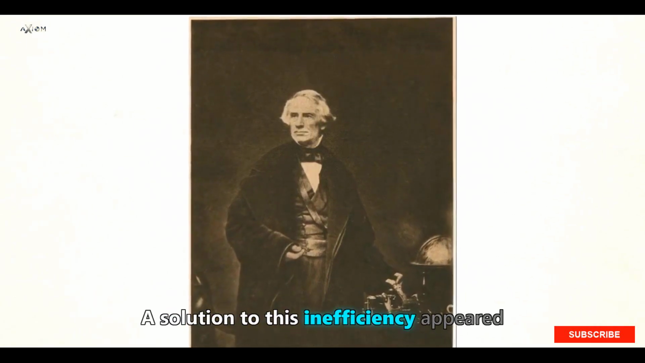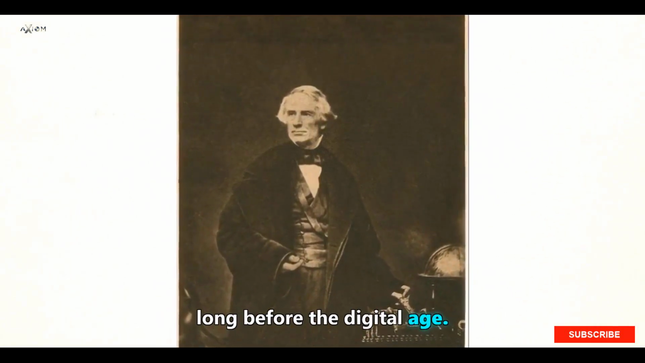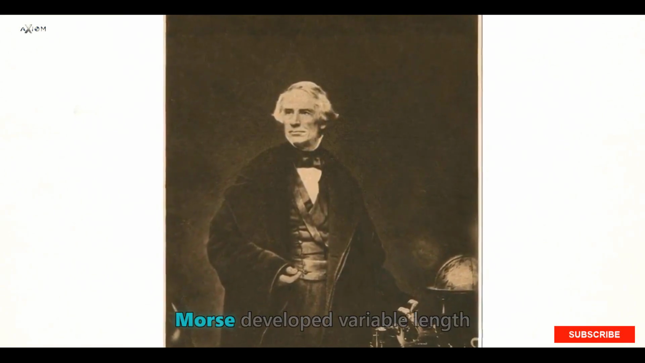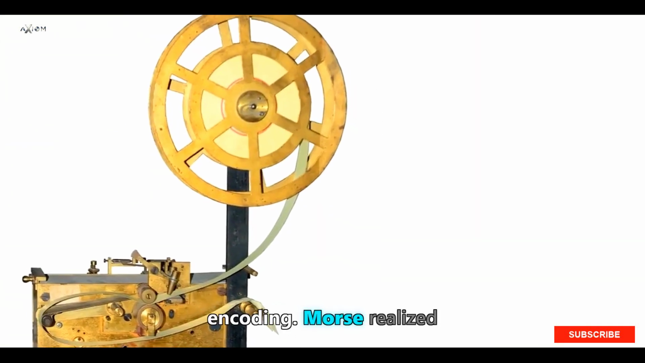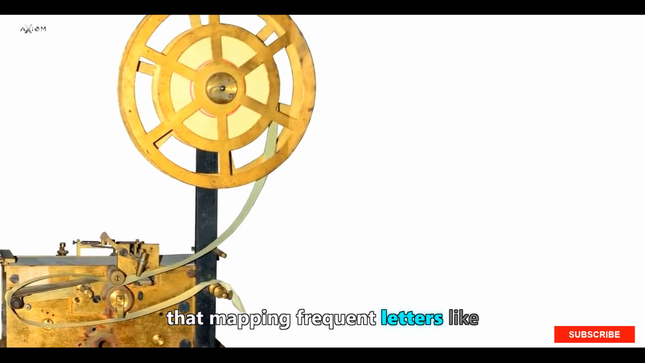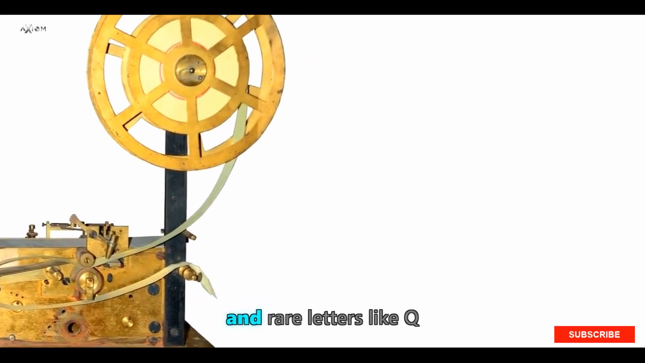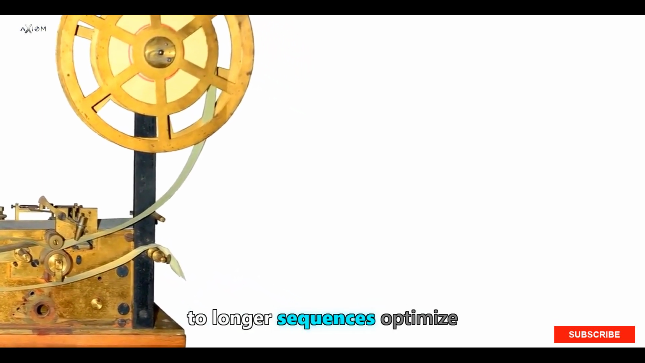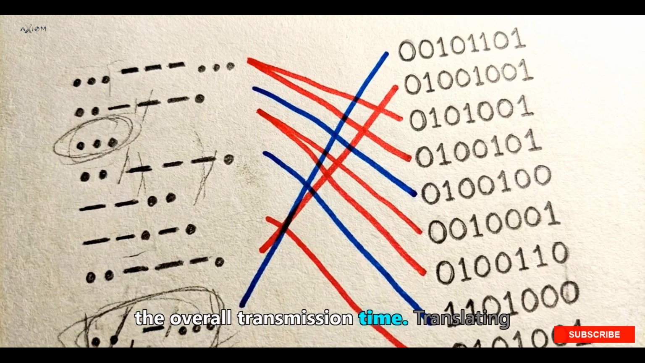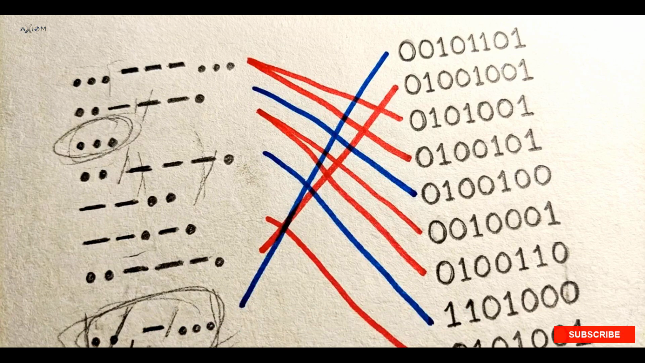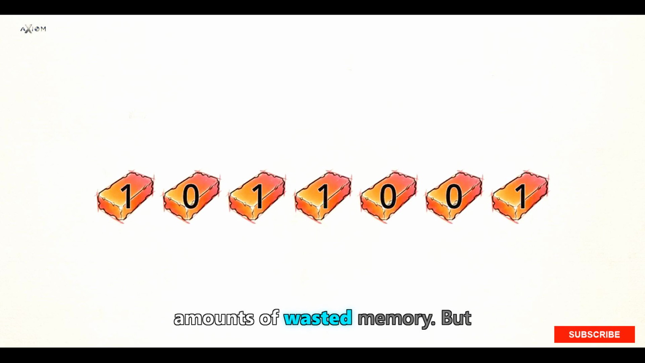A solution to this inefficiency appeared long before the digital age. In the 19th century, Samuel Morse developed variable length encoding. Morse realized that mapping frequent letters like E to very short sequences and rare letters like Q to longer sequences optimized the overall transmission time. Translating this frequency based logic to modern binary data offers a way to reclaim massive amounts of wasted memory.